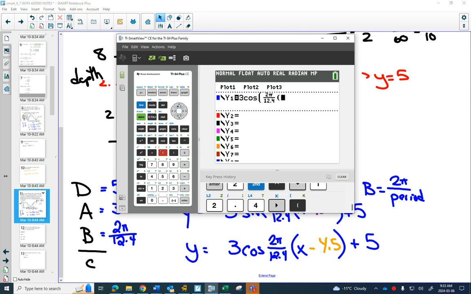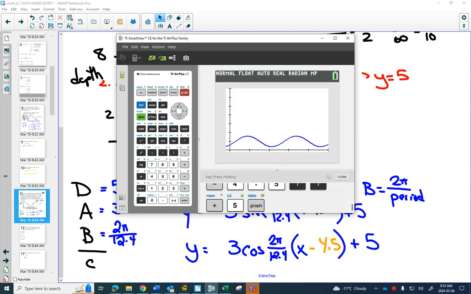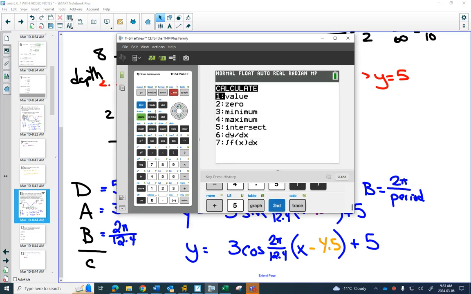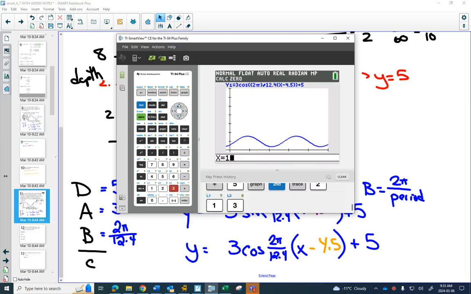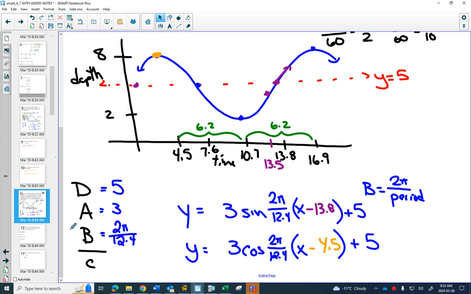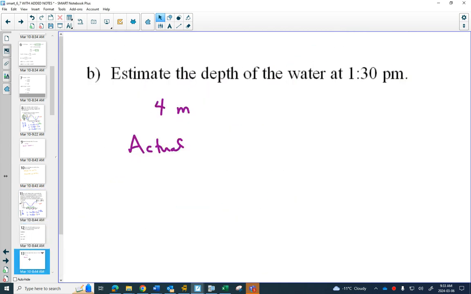And then we have x minus 4.5. And then plus 5. So I've typed in my equation. I can hit graph. There it is. I didn't change my window, but it still shows up. So I'm okay with that right now. And I want to find, second, calculate the value at 13.5. 4.546. All right. I'm still happy with my estimate.